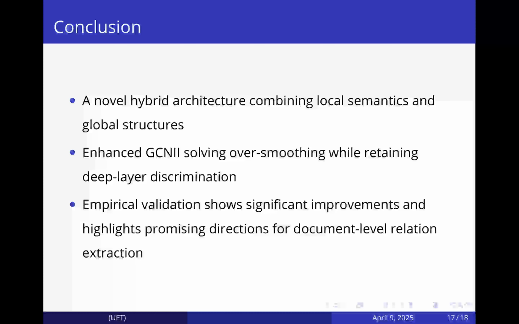And in conclusion, we propose a hybrid architecture that effectively combines transformers and graph-based methods. We also enhance GCNII to solve oversmoothing while maintaining discriminative learning in deep layers. And our model opens doors to new possibilities in relation extraction tasks.